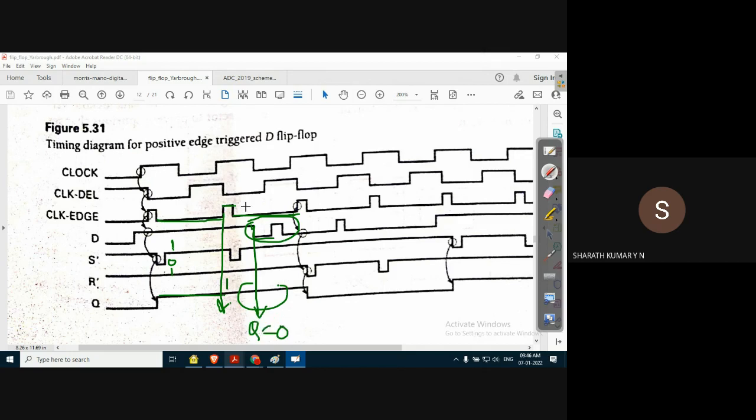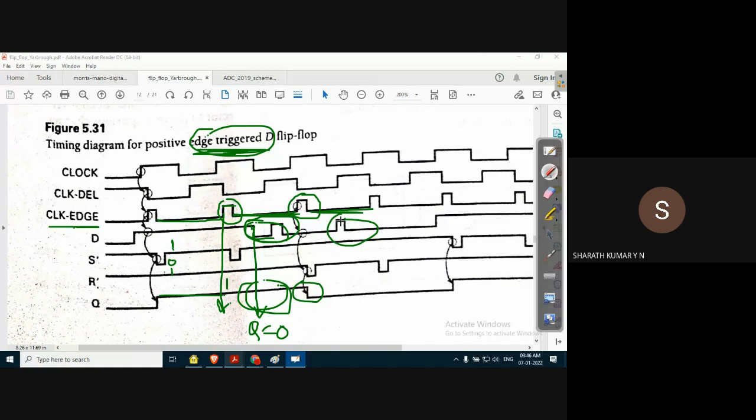It will never go to 0. Why? Because the clock edge is still 0. The clock edge was 1 only for a small duration. Later it was 0. Because it is 0 and the circuit is sensitive to the edge of a clock pulse, though the D input changes to 0, Q will never go to 0. Q will change its state only when the clock edge pulse is generated. If the clock edge is 0, even when the D input changes, the output will never change.